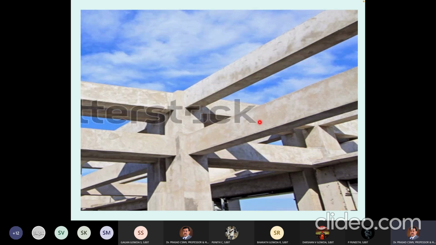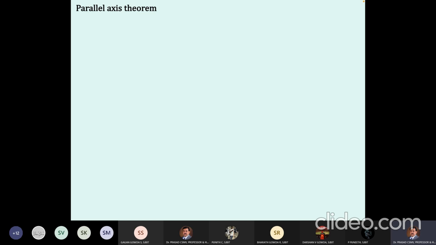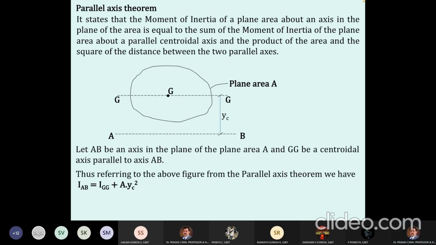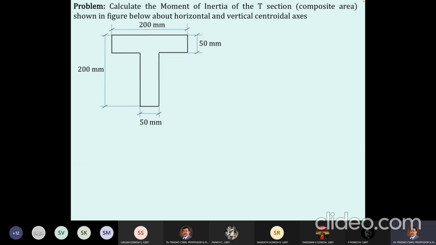So you are seeing a beam of rectangular cross section. But in some cases, I'll come to this later on, you will also have to calculate the moment of inertia of a T section, which is nothing but a composite area, about the horizontal and vertical centroidal axes.